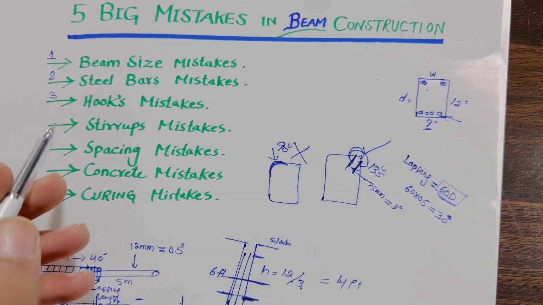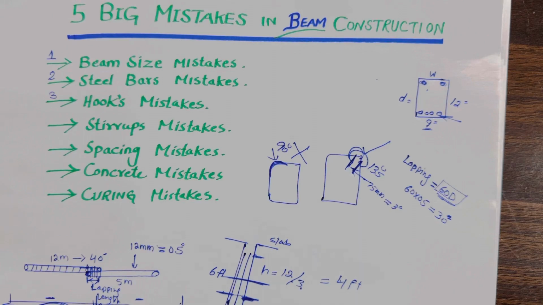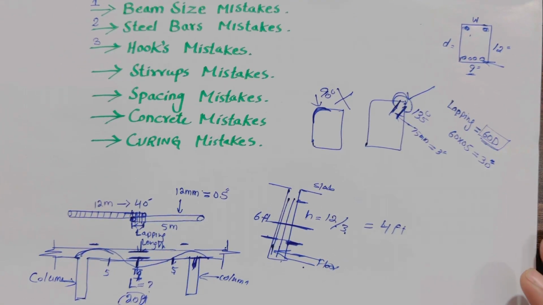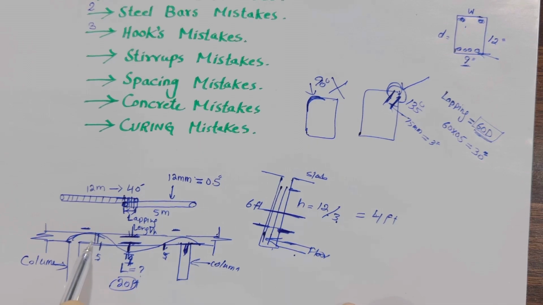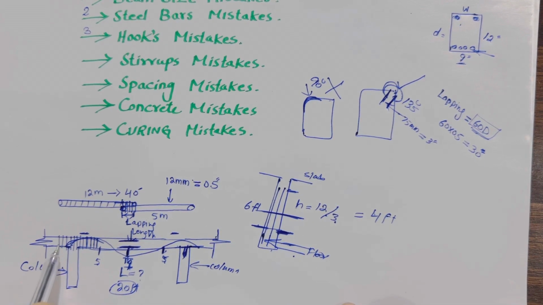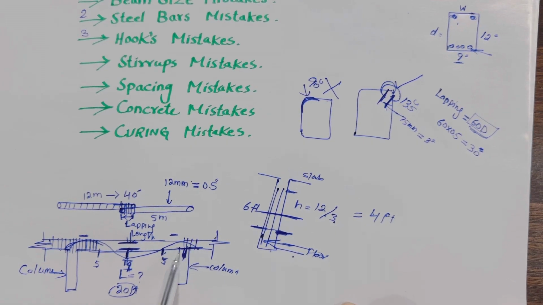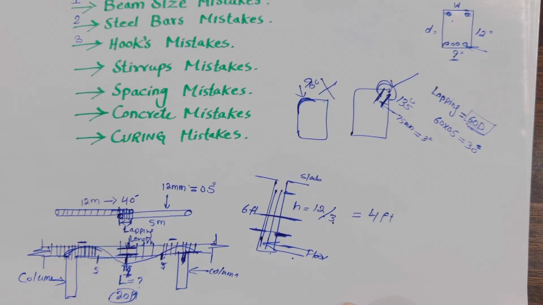Okay, next guys, the stirrups mistakes, as I told you before. Suppose here I have a beam, as I already discussed. At the distance of L by 4, which means a distance of 5 feet, we have negative bending moment. Therefore the stirrups should be provided closely here, especially at this place, or where we have lapping. Here also the same spacing, but after L by 4 you can increase the spacing like this.